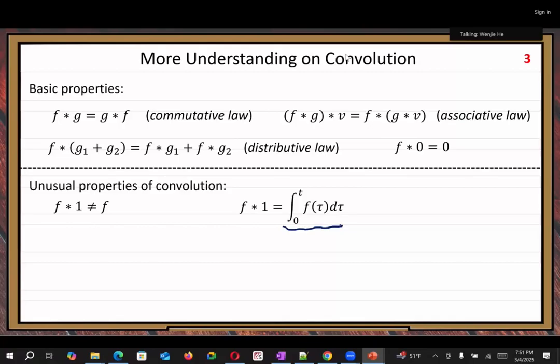It could be quite different from the original function. It cannot be the same. And its derivative is f. So that's the first unusual thing.